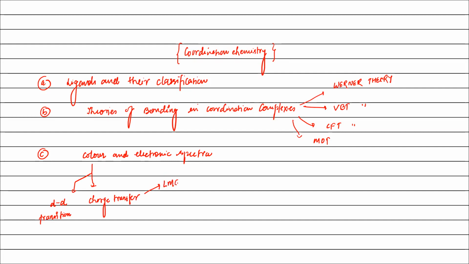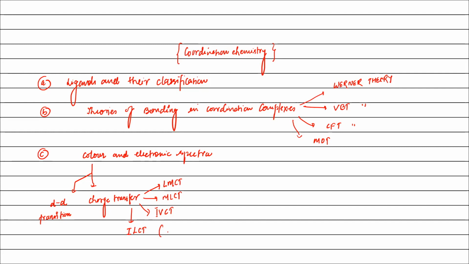One is the LMCT, that is called ligand to metal charge transfer. Another one is MLCT, that is called metal to ligand charge transfer. Another one is IVCT, that is called intervalence charge transfer. Another is mainly common in biomolecules like hemoglobin, myoglobin, cytochromes, chlorophyll, right? Vitamin B12, right? That is called intra-ligand charge transfer, ILCT.